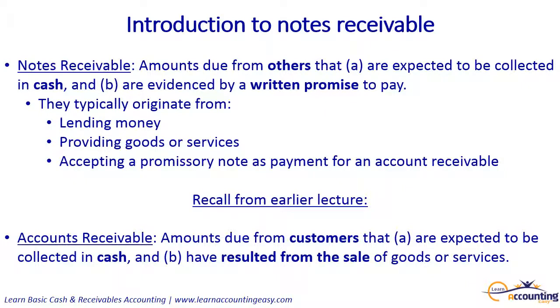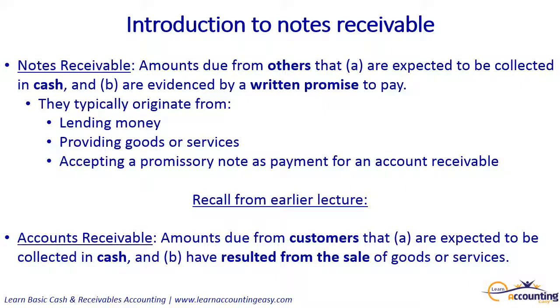Now, if we look at the bottom, we can recall from the earlier lecture that accounts receivable are amounts due from customers that A, are expected to be collected in cash, and B, have resulted from the sale of goods or services. So immediately we see that notes receivable are a little bit different. For starters, the amounts that are due don't have to be from customers, although they can be. Also, we see a commonality that both notes receivable and accounts receivable are amounts due that are expected to be collected in cash. Now, with accounts receivable, these amounts due have definitely resulted from the sale of goods or services, whereas with notes receivable, we don't see that in the definition. So with notes receivable, it doesn't have to be resulting from a sale.